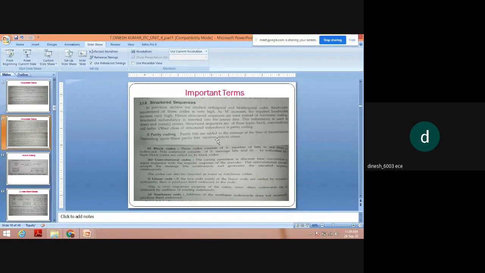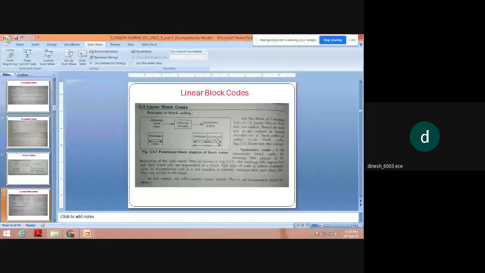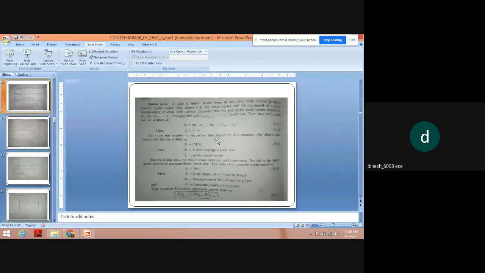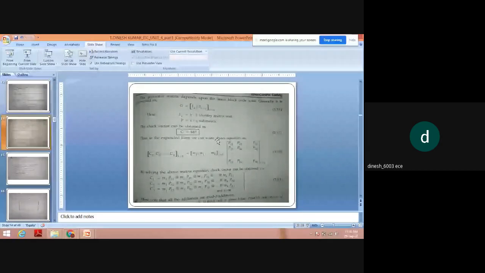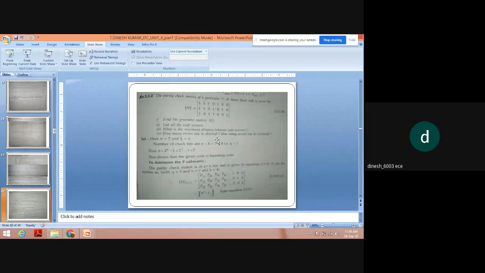We saw linear codes as an example in this presentation, block codes of linear type, linear block codes having (n, k) in systematic nature. This is your linear code definition. We found C is equal to MP, the check bits, and we solved a problem for that. We saw the parity check matrix and how to obtain it. We saw how to obtain Hamming codes and their error detection and correction capabilities.